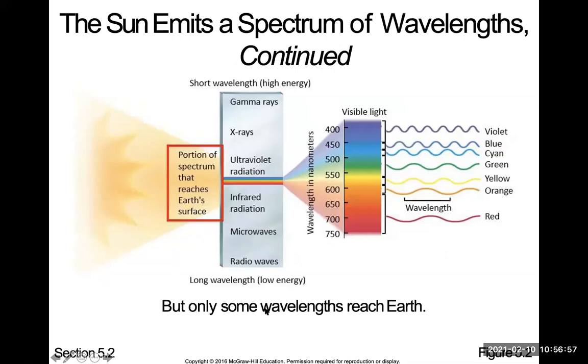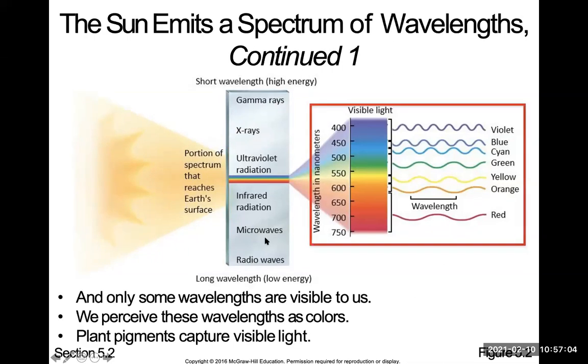Only some wavelengths reach Earth. The sun is very, very far away. Some wavelengths reach Earth, and some of them are visible to us. We see these wavelengths as colors. Plant pigments, and the pigment specifically is known as chlorophyll, are going to capture the visible light.